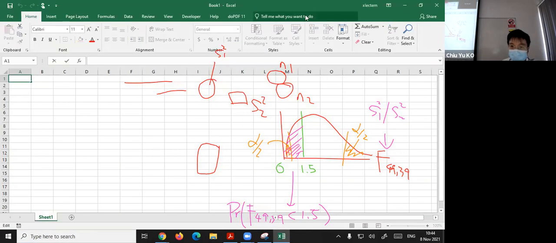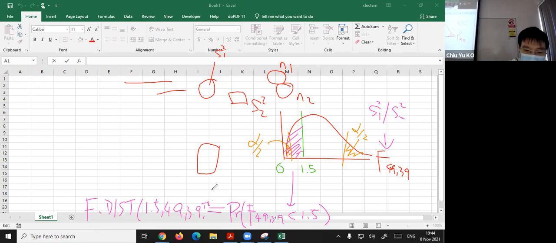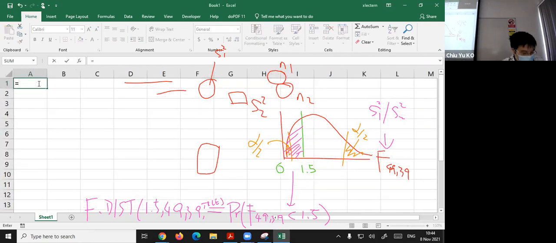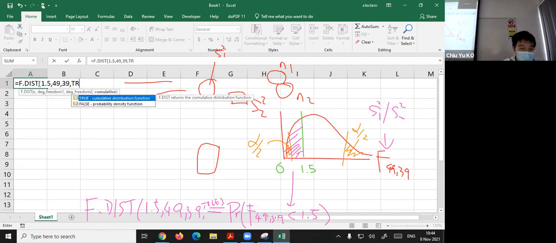This we call the F dist, right? The left-hand side area is the F dist. 1.5, 49, 39. And then put through there. Okay. Let's do that. So same as T, but you have the 2 degrees. Why is the F dist? Okay. It's 1.5, 49, 39, true.